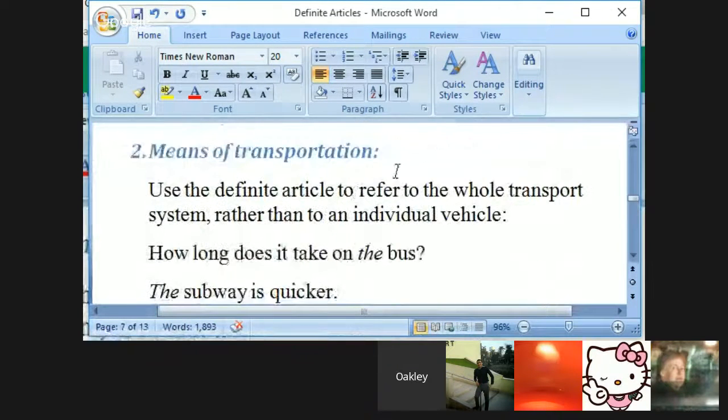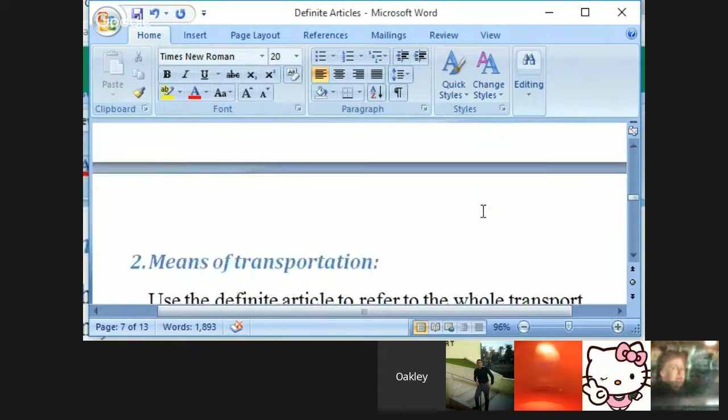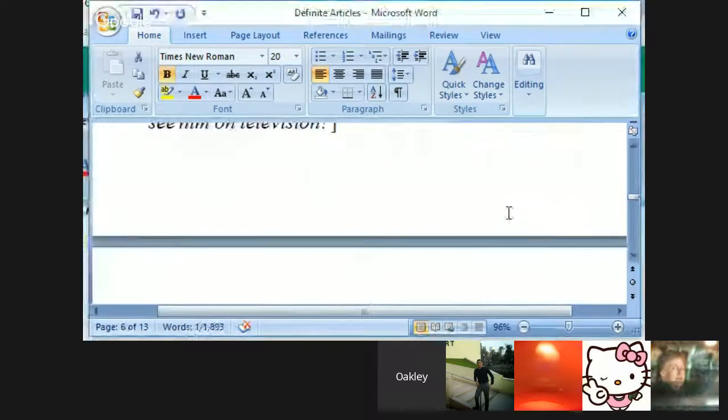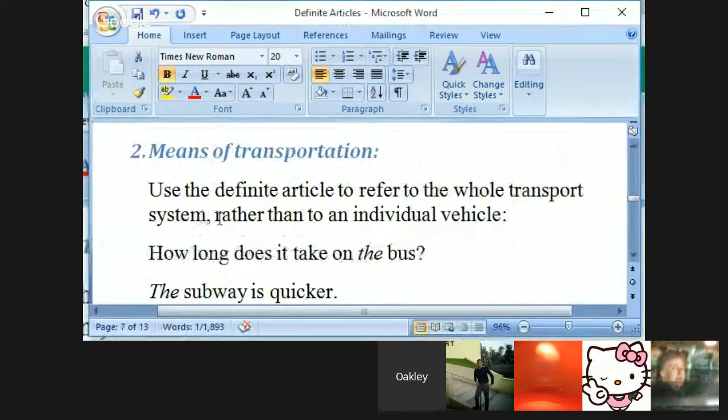Okay, let's talk about another special use, relative to transportation. Again, here's an underlying theme that may help you to remember. If you're talking about the system rather than an individual vehicle, how long will it take on the bus? The subway is quicker.